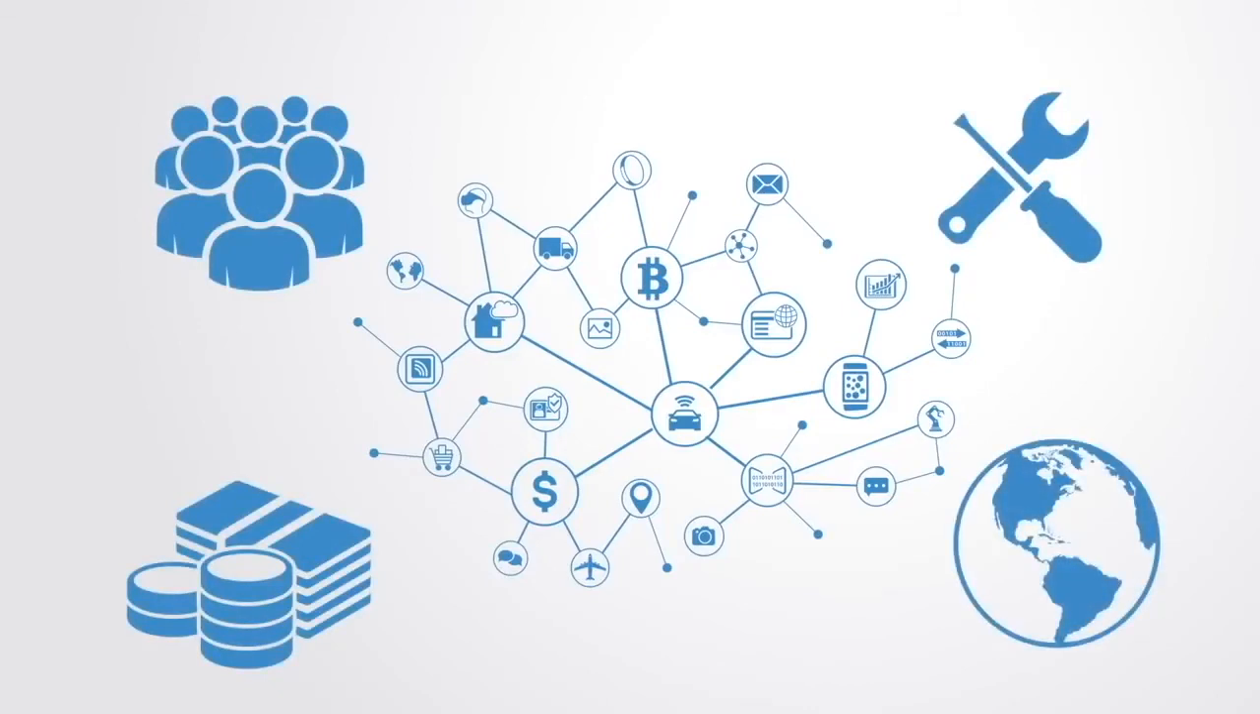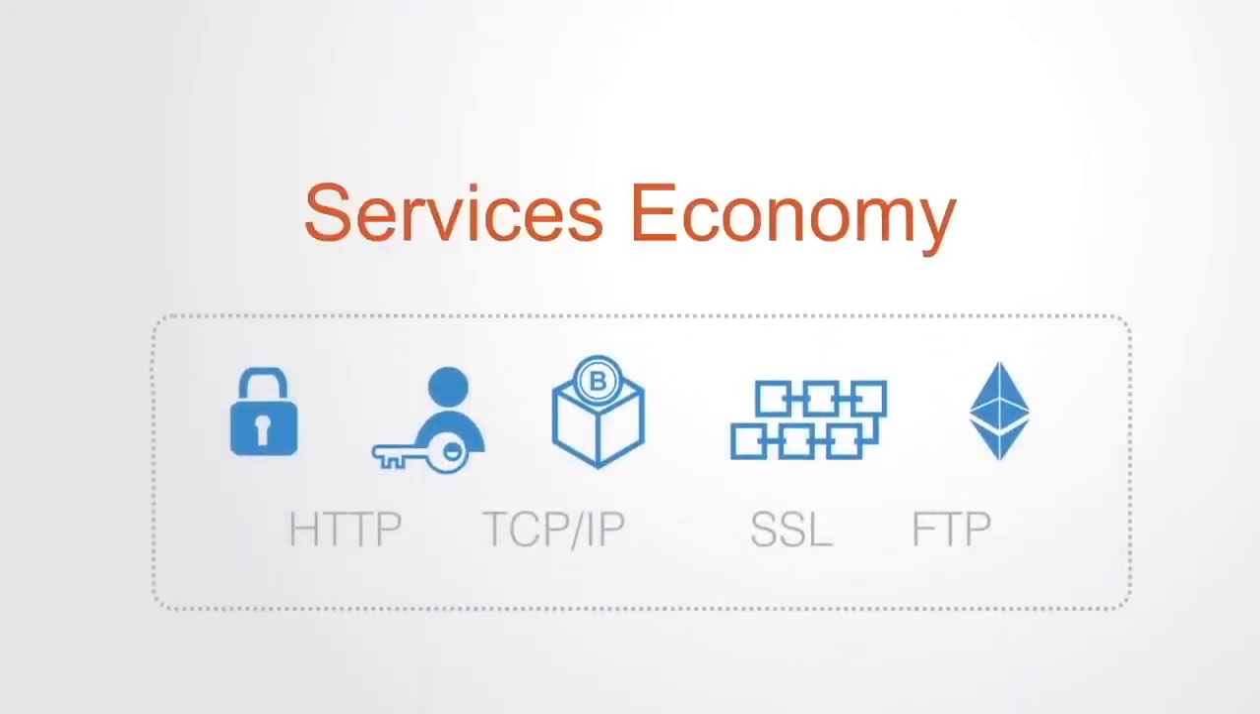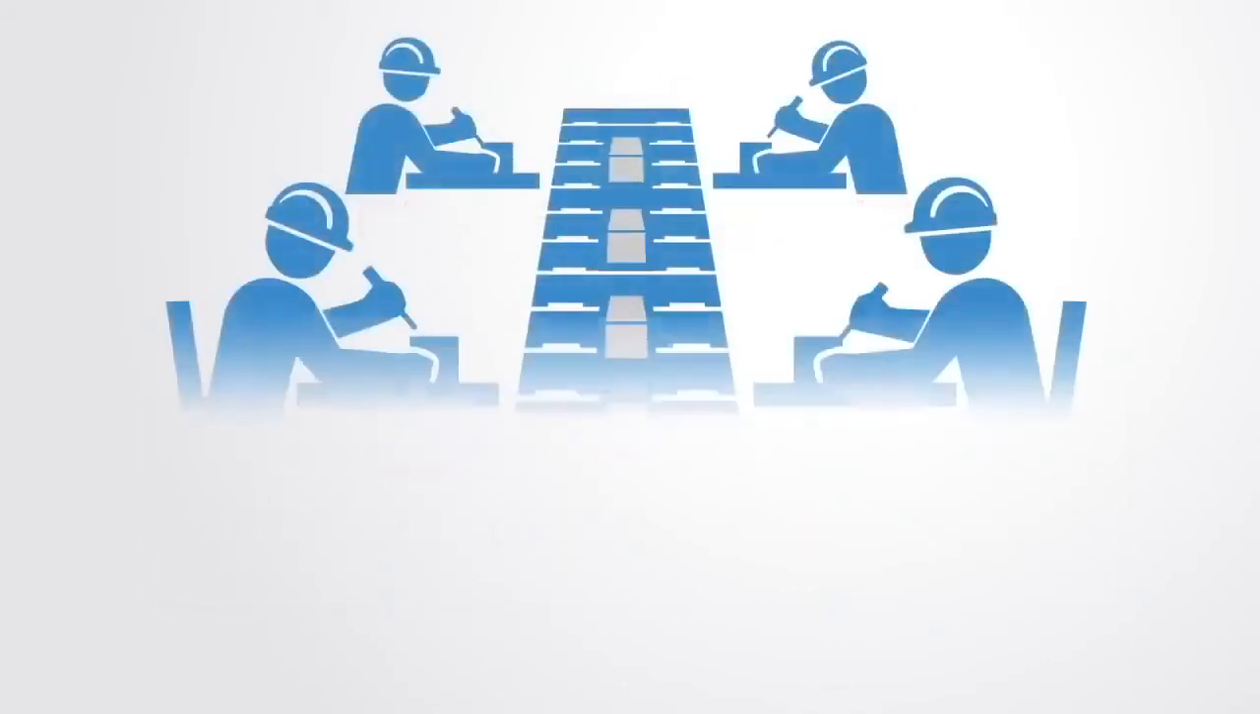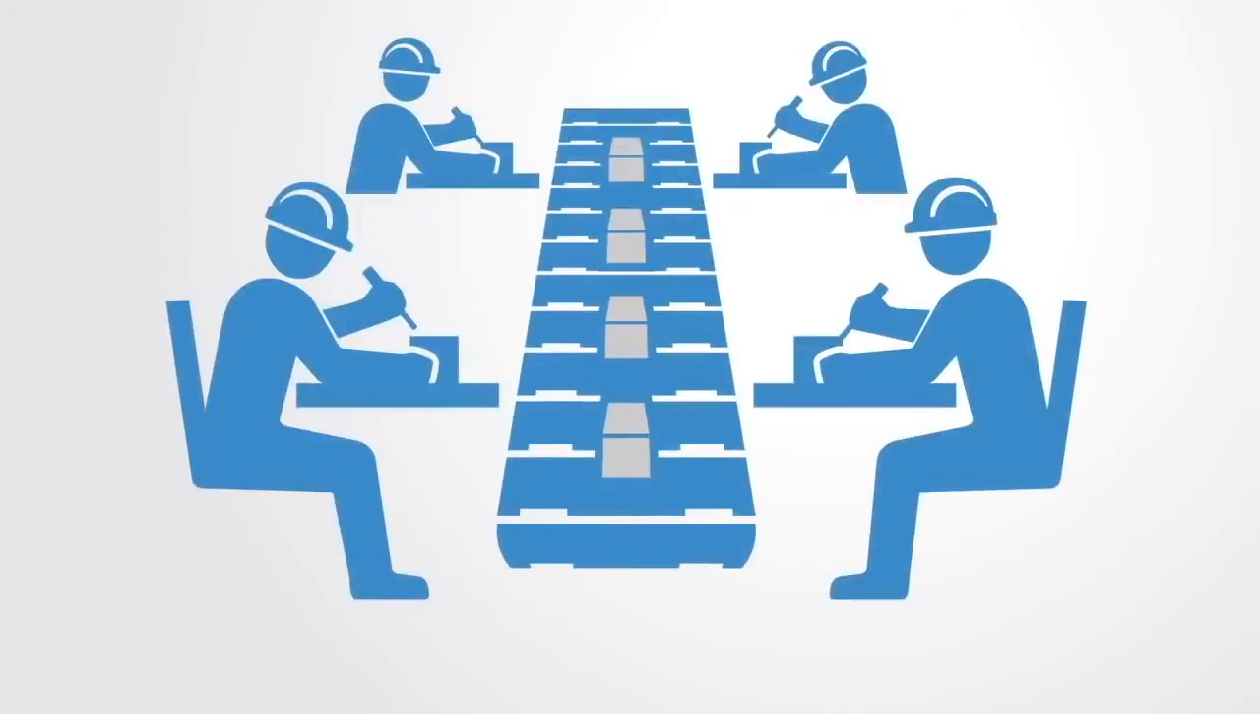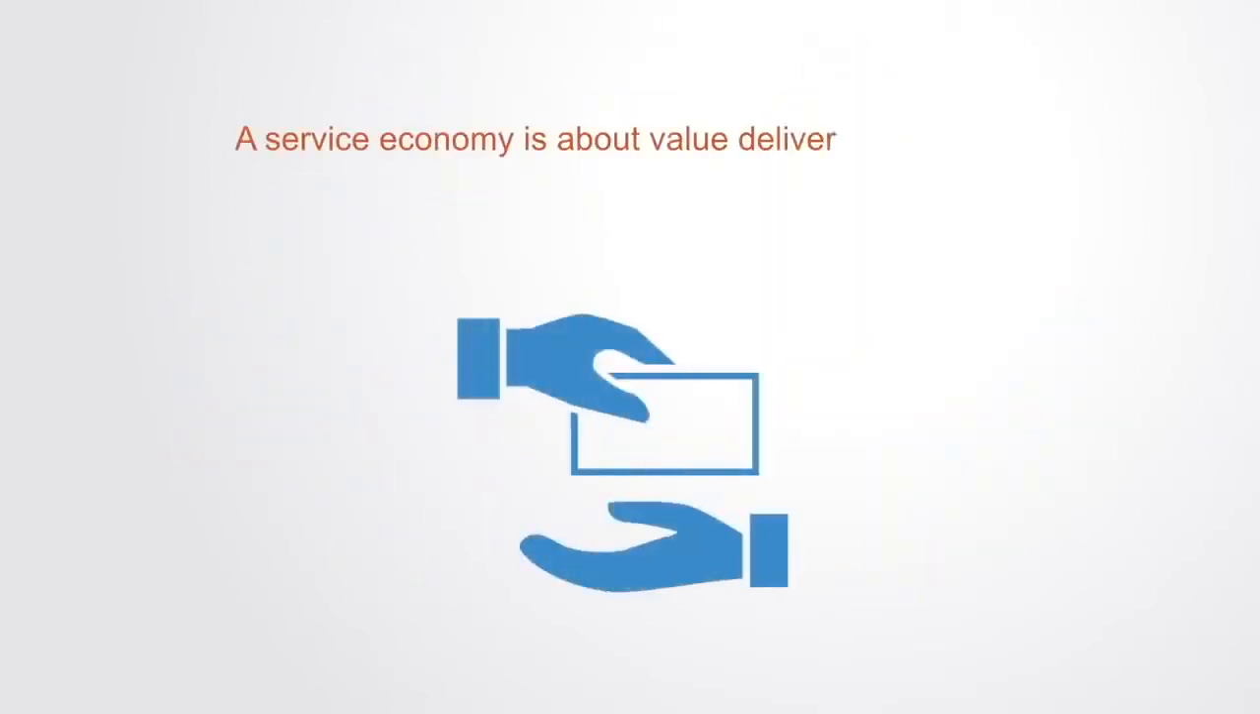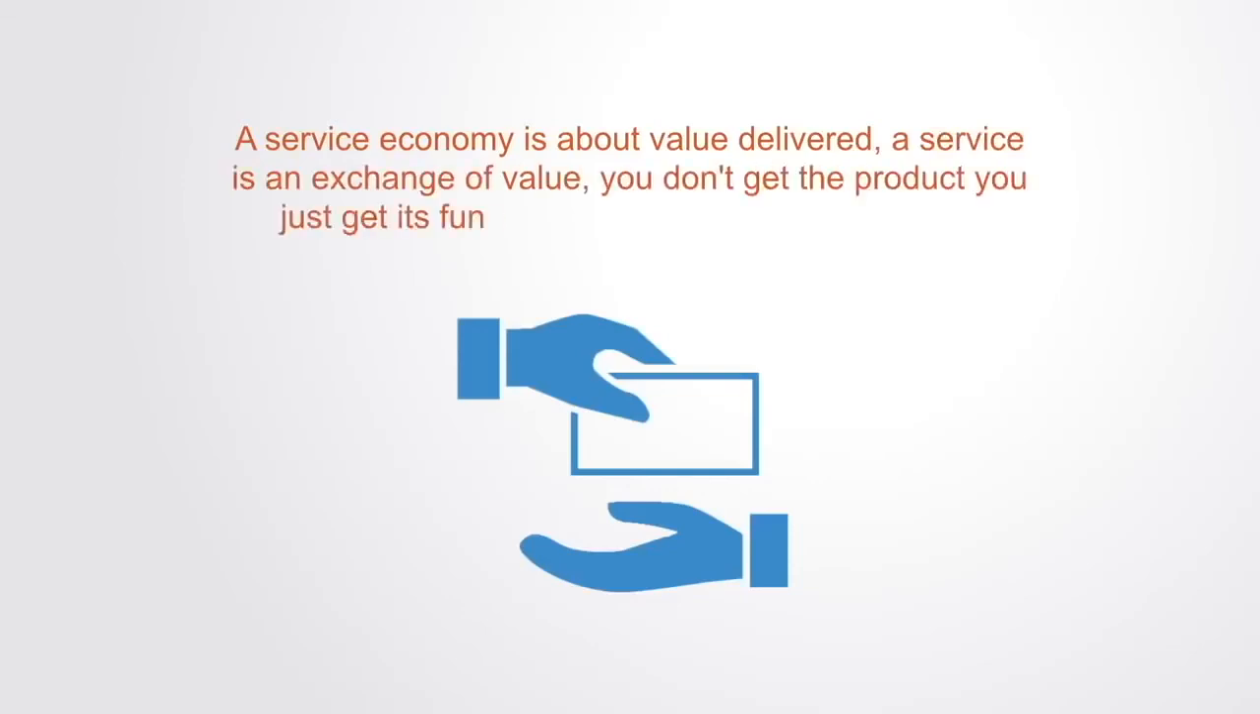The Internet of Value will function as the infrastructure to the emergence of the services economy, which is currently taking place within post-industrial economies. The move into a services economy results in the conversion of industrial-age products into services, whereas the product-based economic paradigm was about the production and consumption of more products as measured by GDP. A services economy is about value delivered. A service is an exchange of value. You don't get the product, you just get its function and the value that it delivers.